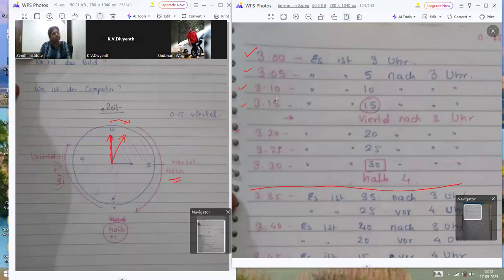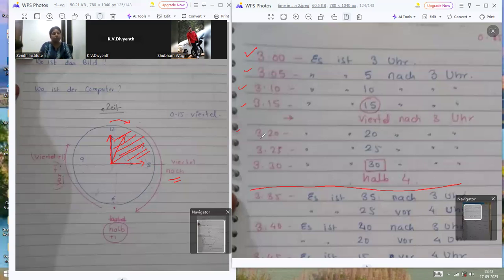Now 3:10, again the same formula. Es ist 10 nach 3 Uhr. Then you have Es ist 15 nach 3 Uhr. Now when it is 10, it comes somewhere here. And when it is 3:15, it is somewhere here, which is 15 nach 3 Uhr. Now instead of saying 15, you can also use quarter, like in English, a quarter past 3. So in German, you can say Viertel nach 3 Uhr. That means 15 minutes after 3 o'clock.